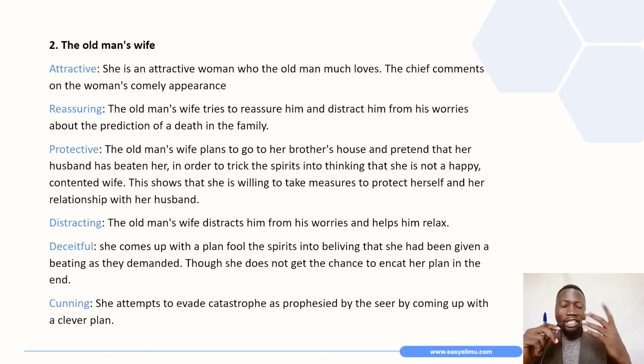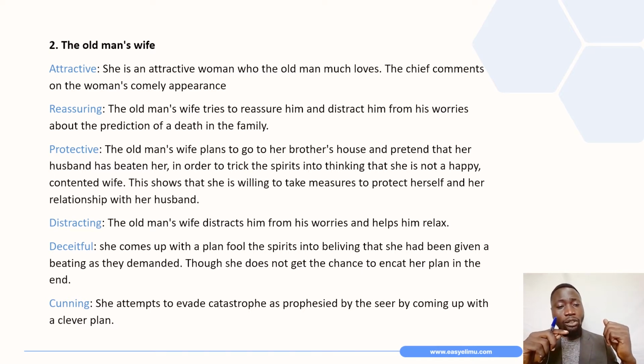The fact that she came up with the whole idea, even if it did not work, shows that she is also a schemer. So she is distracting. We are told that she distracts the husband from his worries and helps him relax. That is after the seer's prediction of a death in the family.